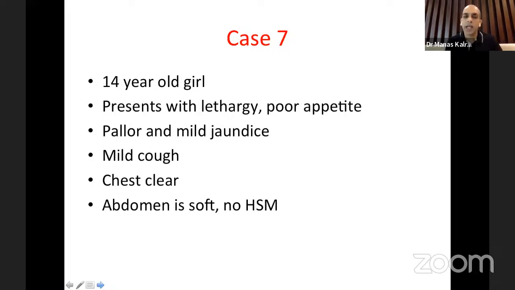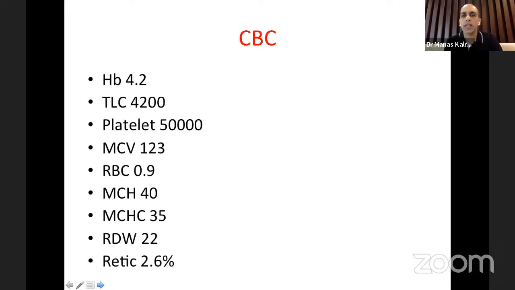The child is pale and has mild jaundice. Now again, teenage girls are one of that category where the diet can be a big issue. And in this particular patient also, the diet was not good. The abdomen is soft. There is no hepatosplenomegaly in this patient.